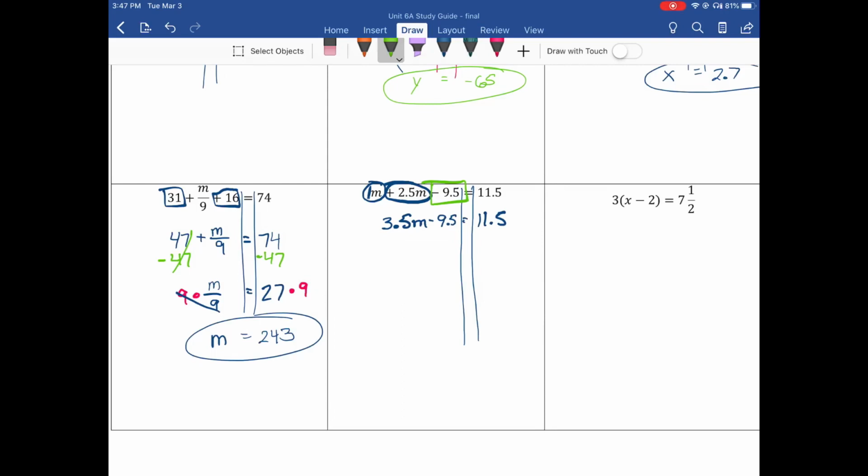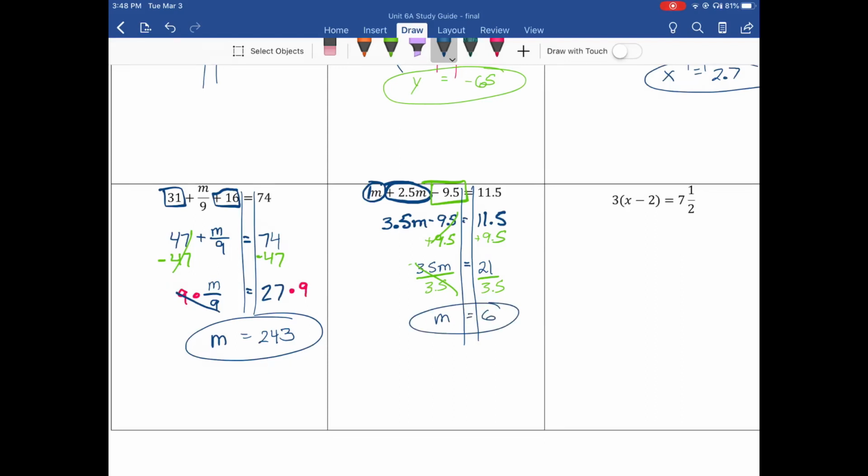And then we want to get rid of our constant. So we're going to add 9.5 on both sides. And we're left with 3.5m is equal to 11.5 plus 9.5, which is 21. And then our last step will be to do the division of our coefficient. So if our coefficient is 3.5, we're going to divide by 3.5 on both sides, and we will end up with an answer of m is equal to 6.